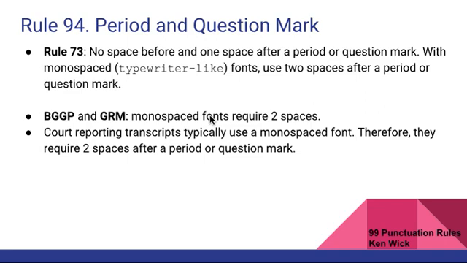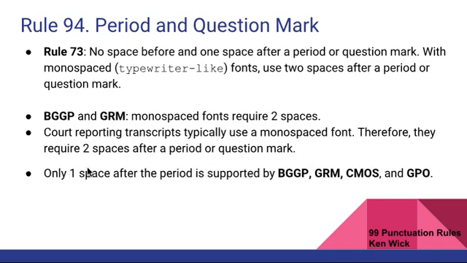Now, the LMEG says two spaces, but the last time that book was written was 1996, where people were using typewriter-like fonts or typewriters. So only one space after a period is supported by the BGGP for just regular fonts, the GRM, CMOS, and the GPO. Because most fonts used, like this font right here, is not a typewriter or monospace font. So basically, it's one space after a period. But if you have a typewriter-like font, a monospace font, then you use two. That's the answer.